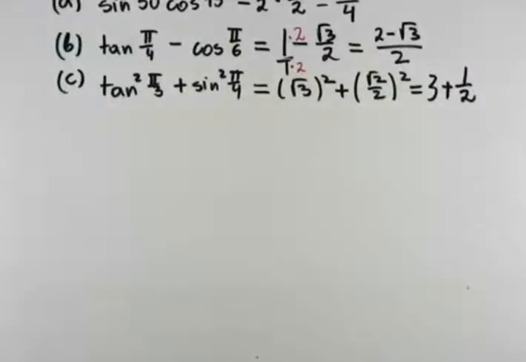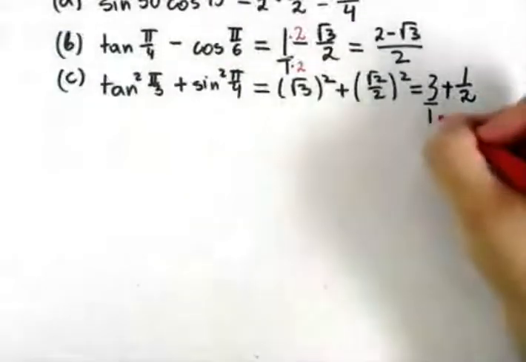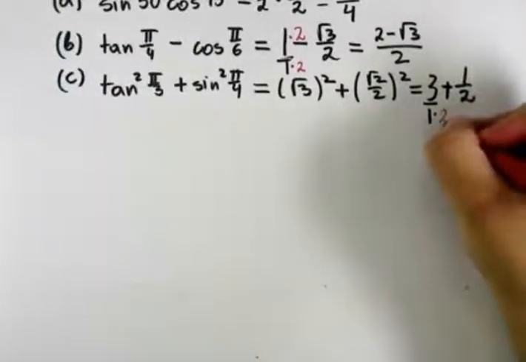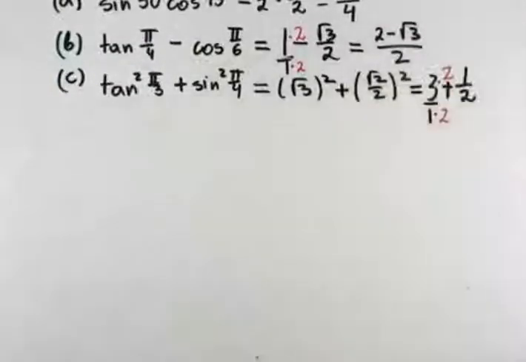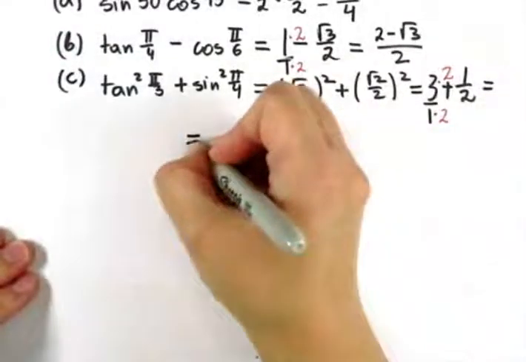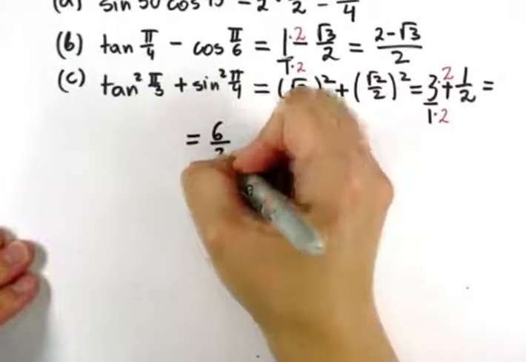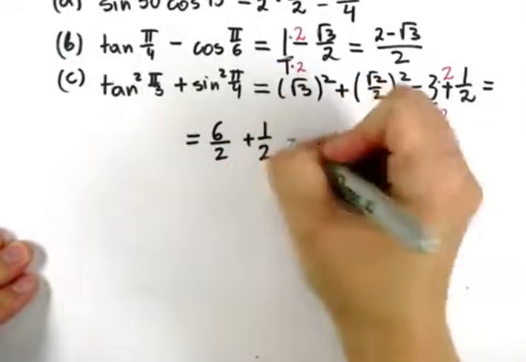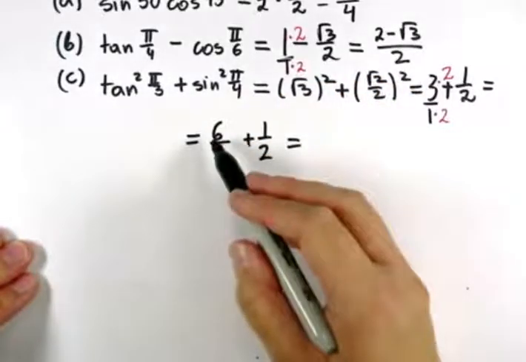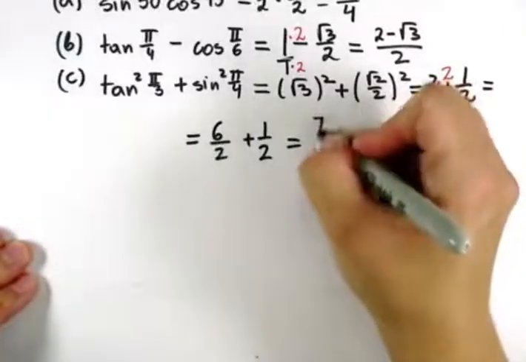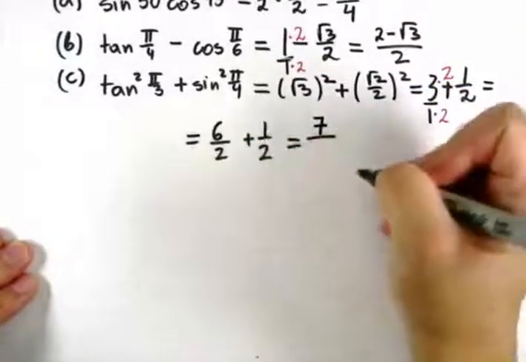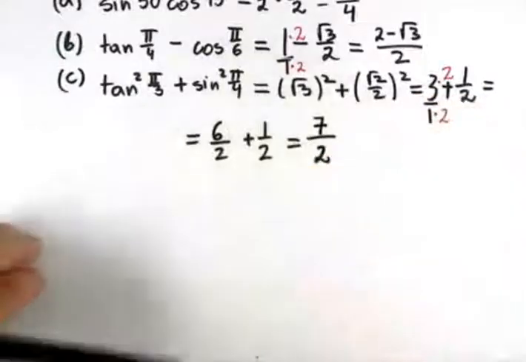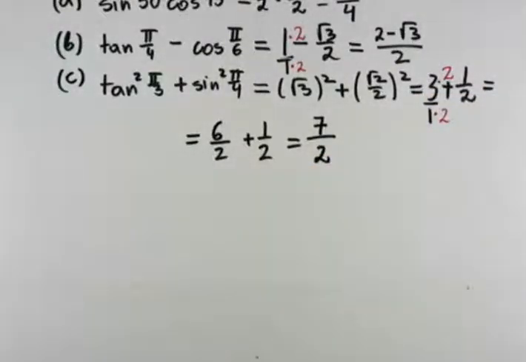Which can be written as 3.5, or find a common denominator. This is like 3 over 1, so the common denominator is 2. So we will have 6 over 2 plus 1 over 2. And how do we add fractions? We add the numerators, which is 6 plus 1 is 7, and copy the denominator, which is 2.